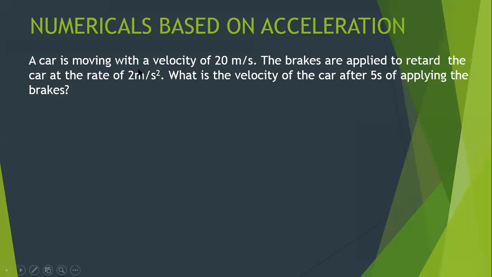A car is moving with a velocity of 20 meter per second. Then the brakes are applied to retard the car. Obviously, whenever we apply the brakes, the speed of the car will keep on decreasing. It retards the car at a rate of 2 meter per second square. So what's the retardation? 2 meter per second square. What is the velocity of the car after 5 seconds of applying the brakes?